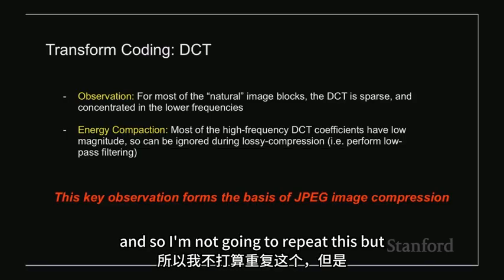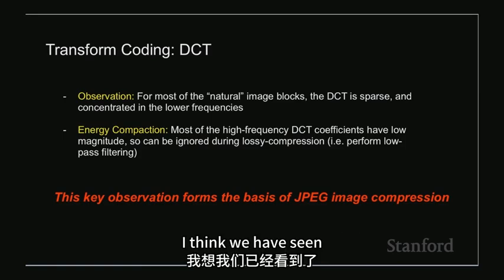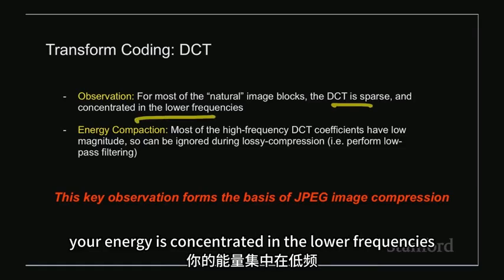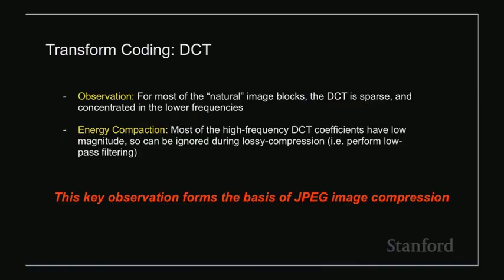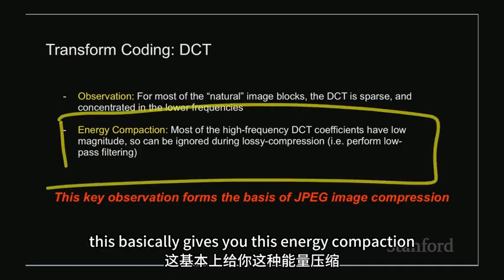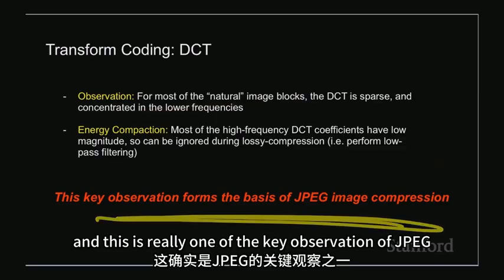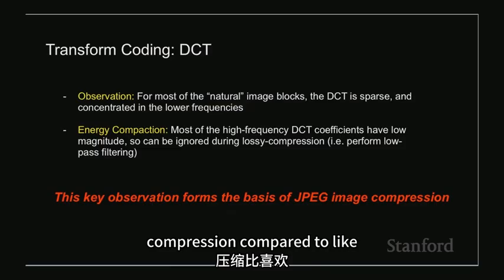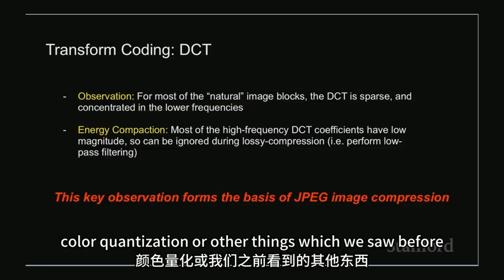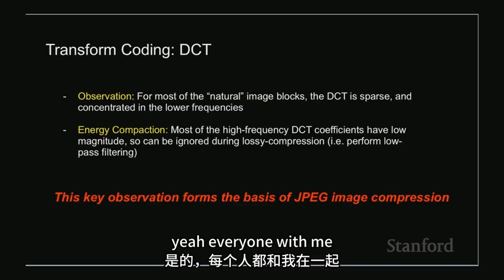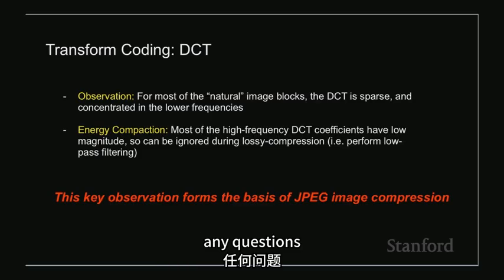And I'm not going to repeat this, but I've repeated this many times: for natural images, your DCT is sparse, your energy is concentrated in the lower frequencies. This gives you this energy compaction, which you can exploit to do smarter compression. And this is really one of the key observations of JPEG compression compared to color quantization or other things which we saw before. Okay? Everyone with me? Any questions? Cool.